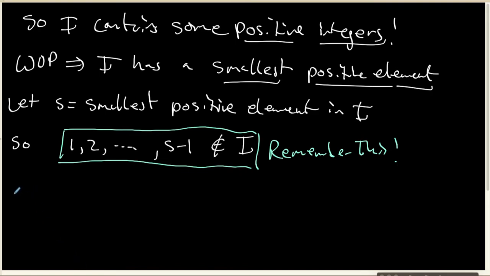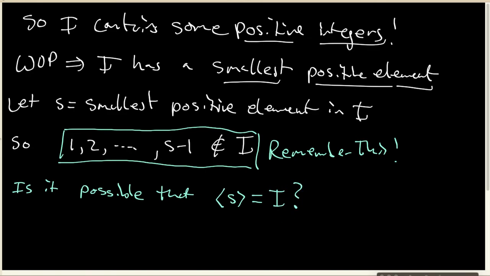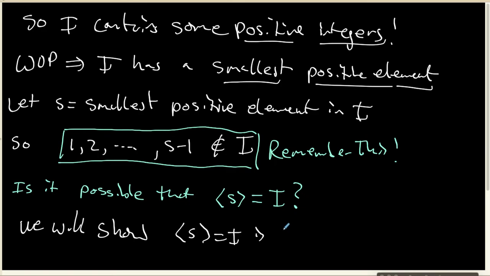Now I'm also going to ask the question: is it possible that the principal ideal generated by S just happens to be I? We're going to be investigating that idea by doing a double inclusion proof. So we will show that this is indeed true with a double inclusion proof.